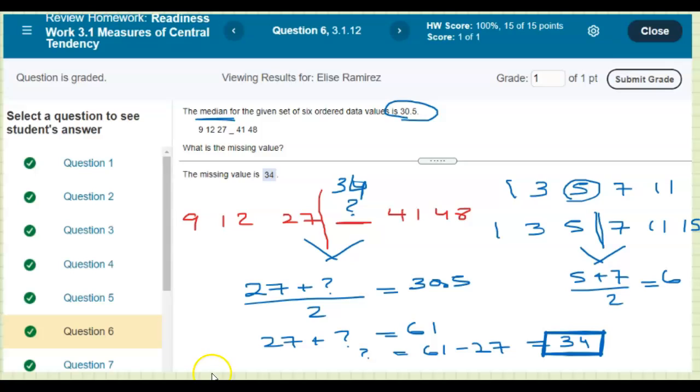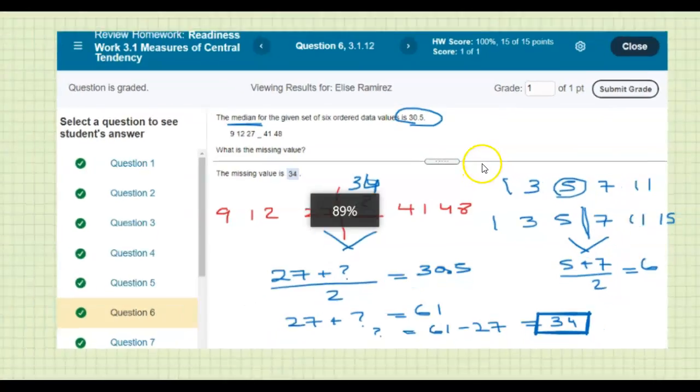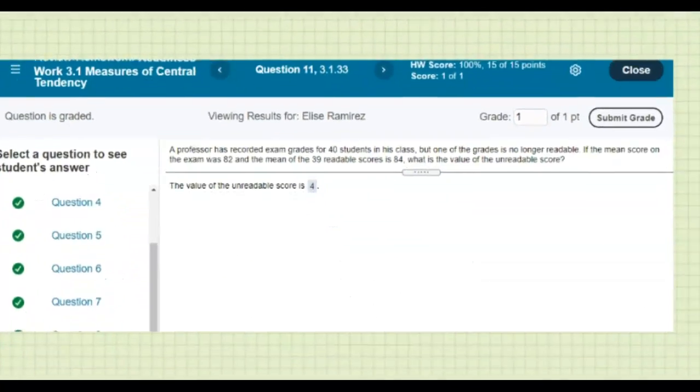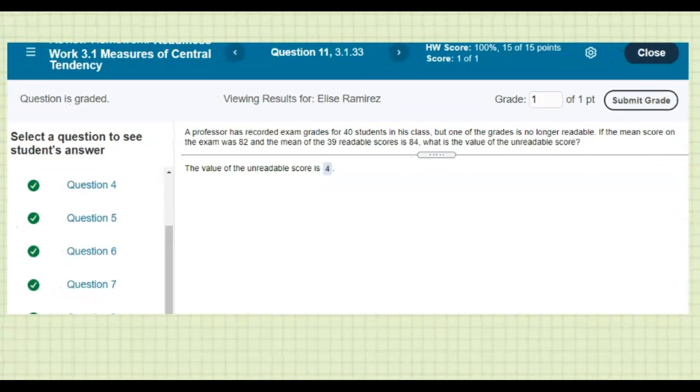All right, let's look at the next example. All right, the next problem. This one. A professor has recorded exam grades for 40 students in his class, but one of the grades is no longer readable. If the mean score on the exam was 82, and the mean of the 39 readable scores is 84, what is the value of the unreadable score?